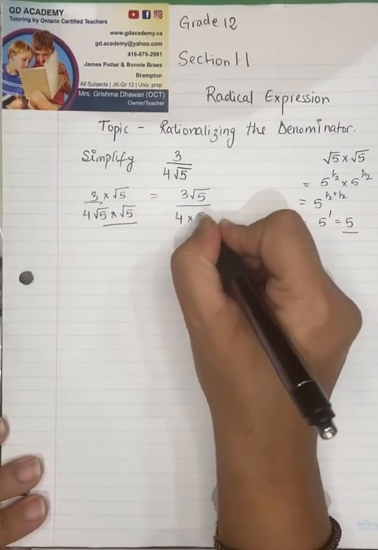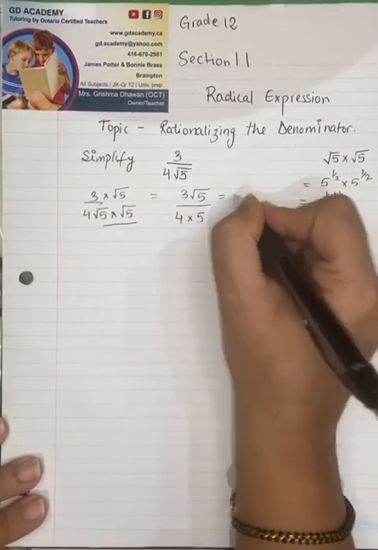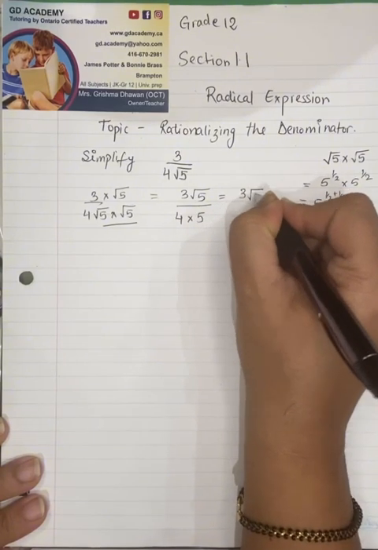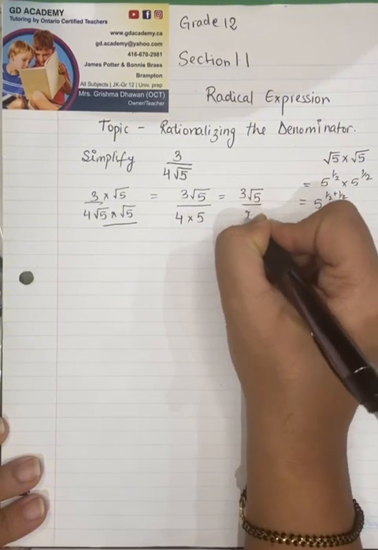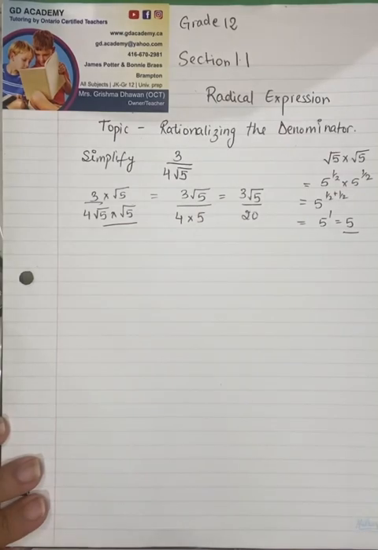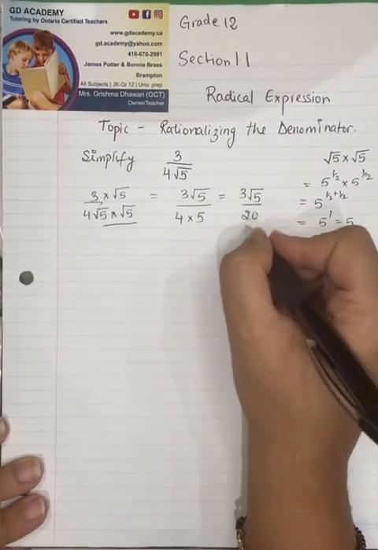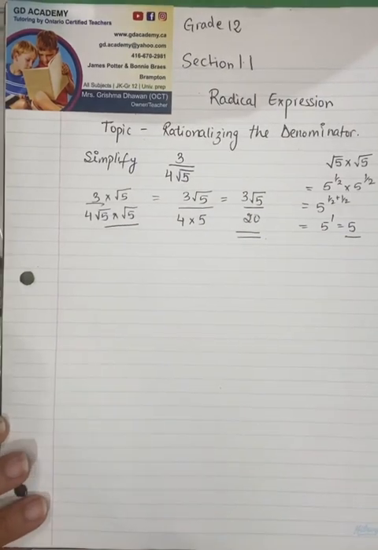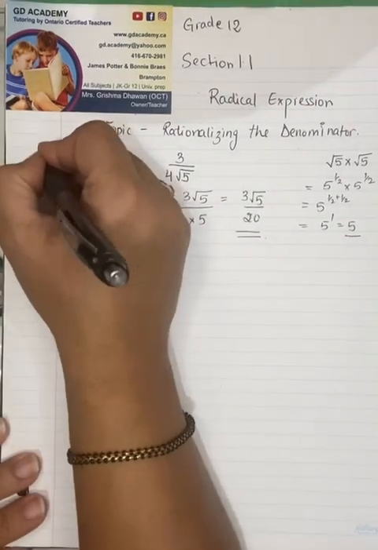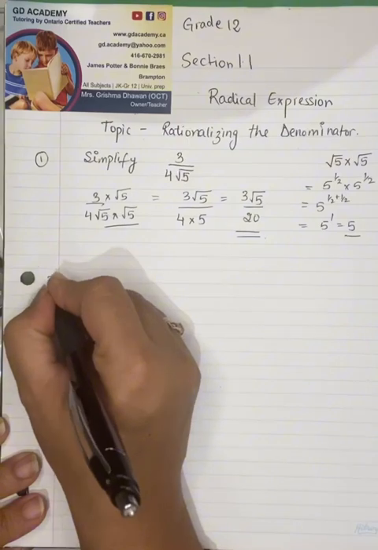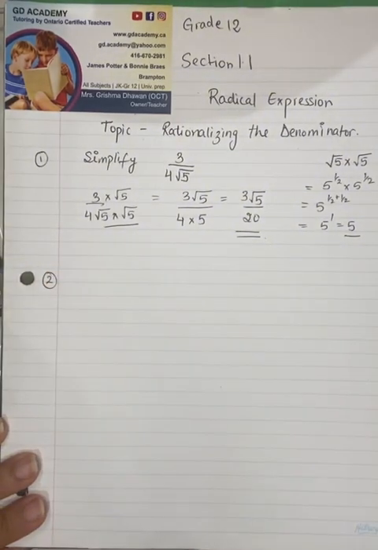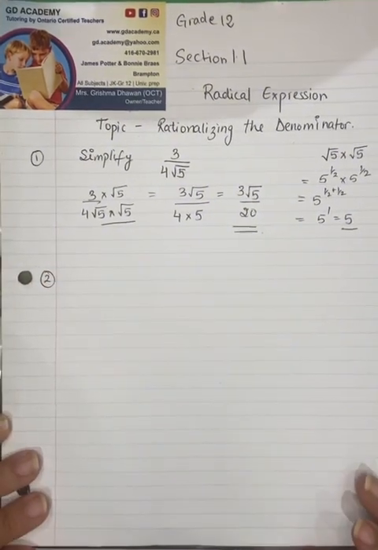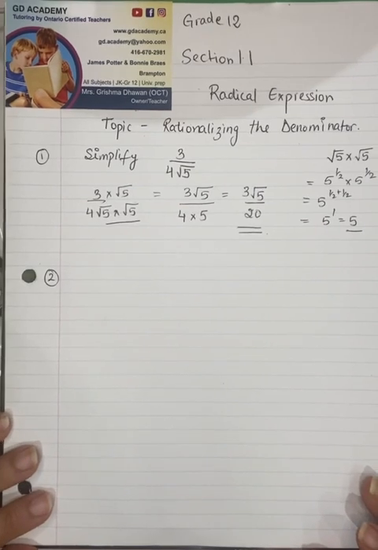So 5 to the power of 1, any number to the power of 1 is the same number. So our simplified answer will be 3 root 5 over 20. That's the final answer. If you want to simplify it further, find the value of root 5 using calculator and you can apply. Now let's do another question to see whether we have understood how to rationalize the denominator.